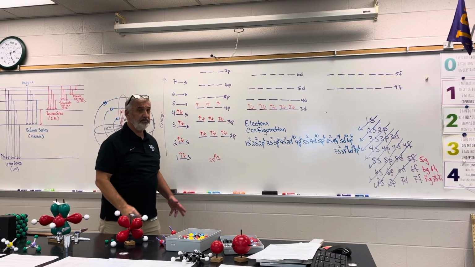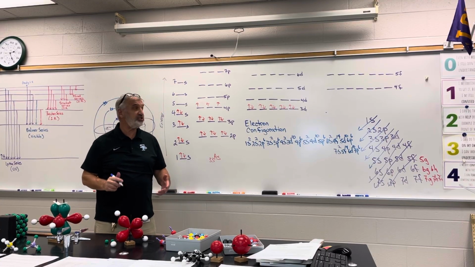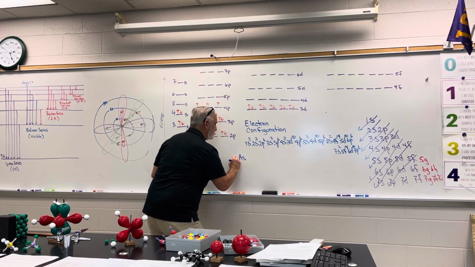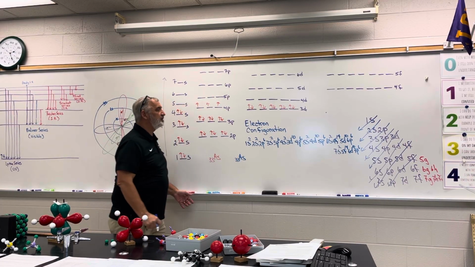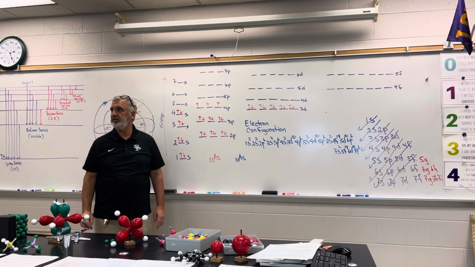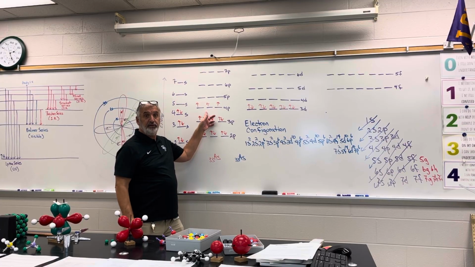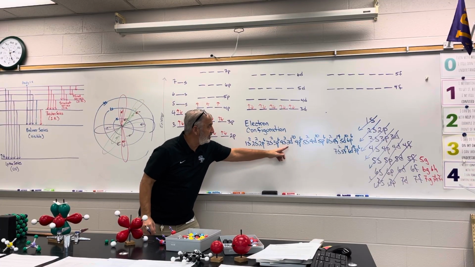That's 118. Okay? But let's just say I want to do arsenic, just like we just did right here. Arsenic is number 33. So where do I need to go to? Number 33, but where's the last electron going to be? 4p. So I'm only going to have to go to here.